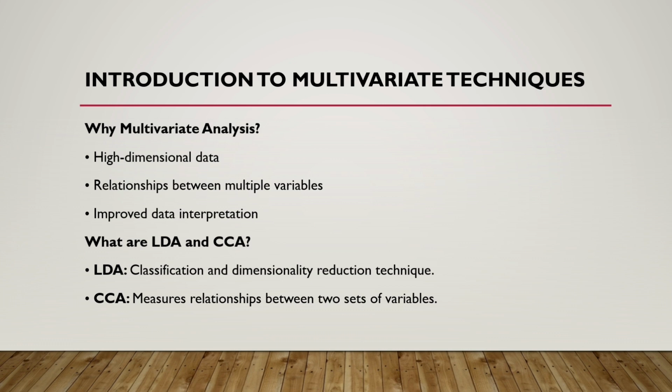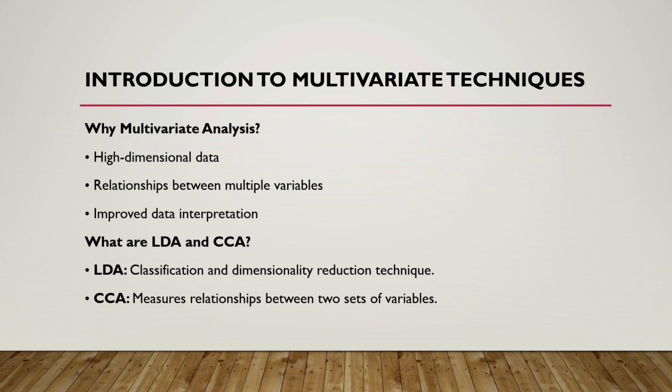To begin with, let's understand why we need multivariate techniques in machine learning. High-dimensional data. Real-world data often comes with many variables, and analyzing these high-dimensional data sets requires specialized techniques to extract meaningful patterns. Relationships between variables. In many machine learning problems, we need to analyze how variables are related to each other. Multivariate techniques help us capture and explore these relationships. Improved data interpretation. By using techniques like LDA and CCA, we can reduce dimensionality and make the data more interpretable.